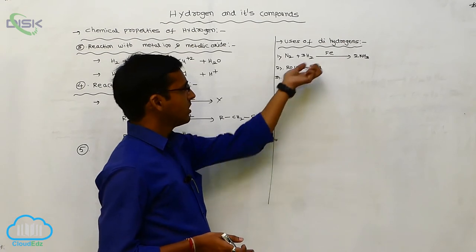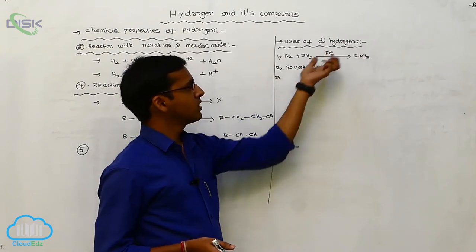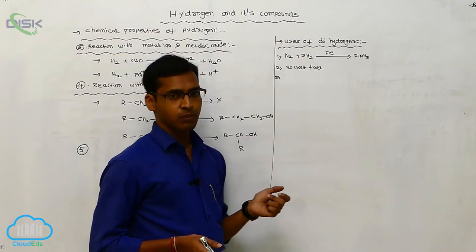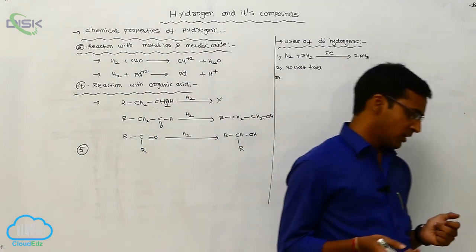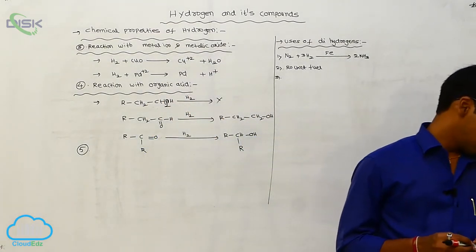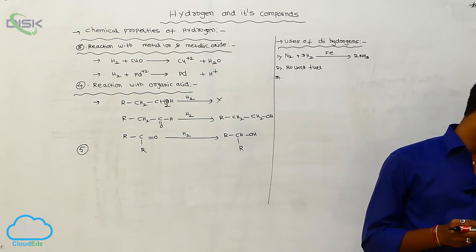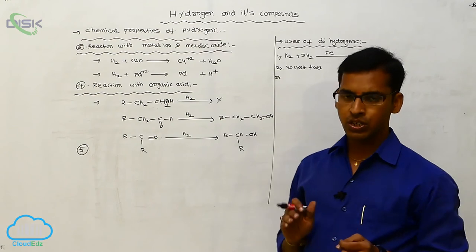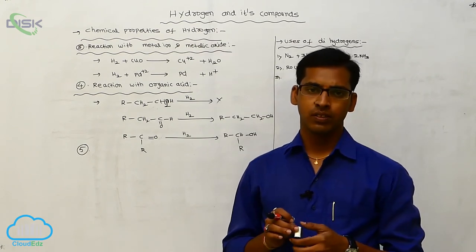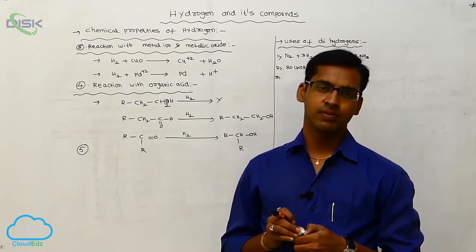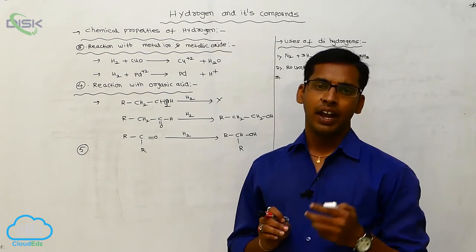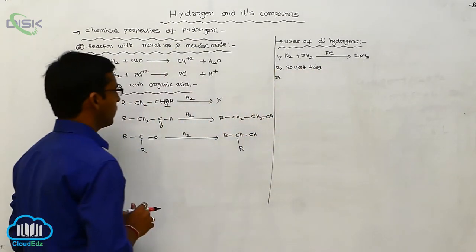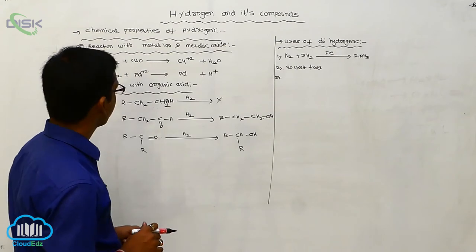And next, hydrogen combusts with various organic compounds and gives various materials. And next, in metallurgical processes it is also used. And it is used in the preparation of methanol, an alcohol. These are the uses of dihydrogen.